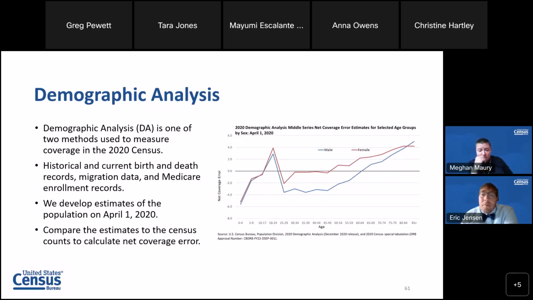So the DA estimates are different from our annual population estimates because they're not calculated using census data. We don't use census data as a base population. We actually start with the birth records back to 1945. Then we build a population estimate by accounting for deaths and international migration for each birth cohort up until April 1st, 2020. So the Census Bureau started using demographic analysis to estimate coverage error in the census in 1960 and has used this approach every decade since. And earlier this year, we released the DA net coverage estimates for the 2020 census by age and sex. Next slide, please.